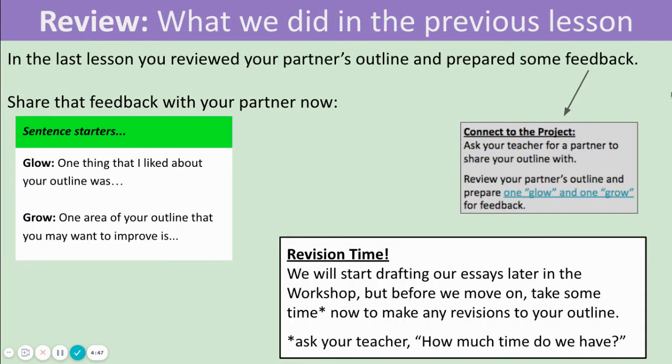Now let's take a look at our warm-up question. In the last lesson, you reviewed your partner's outline and prepared some feedback. Share that feedback with your partner now. So if the students didn't have a chance yesterday to provide feedback to their partner, they could do so now. If they didn't have a chance to finish the peer review, they could also do so now. Students should, to demonstrate their completion of the peer review, indicate one glow and one grow of their partner: one thing the partner did well and one area where the partner could improve. At this time, you could pause the video and give students a chance to complete the activity and share out as well.